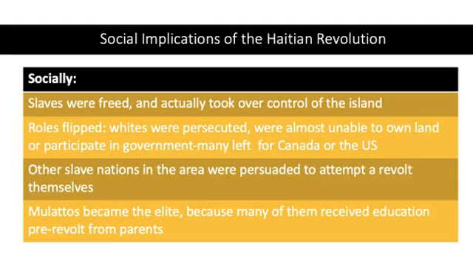And you can see that people who are the gens de couleur, or people who are of mixed race, a lot of times they are going to become the elite. They are going to take over some of the bigger plantations, and a lot of them already have an education before the revolt even took place. So they're going to be the ones who are coming into power socially.